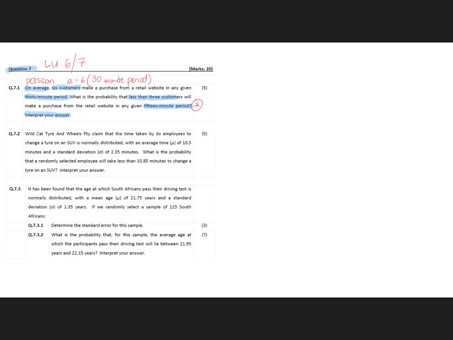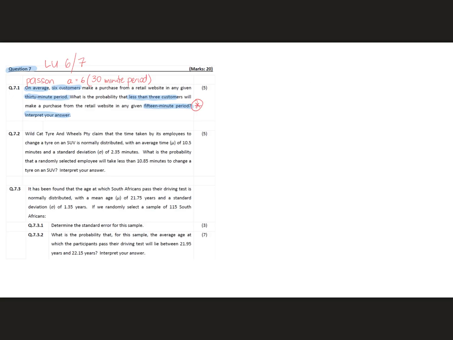So please do pay attention to these little things because it's quite easy to just read through a question and not really pick up on these things and just assume that, they mentioned to us in the first part that it's a 30-minute period and that probably won't change. But obviously, there's these little things that really do make a difference in your questions and respective calculations.